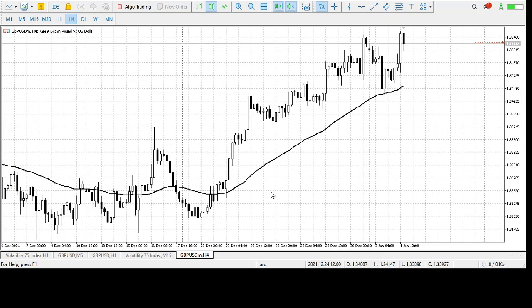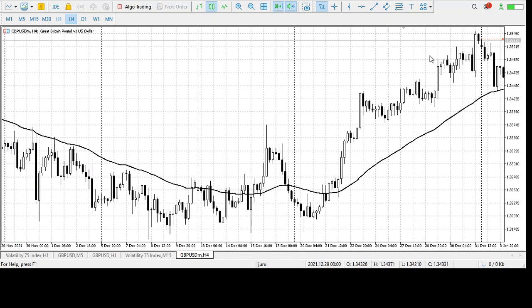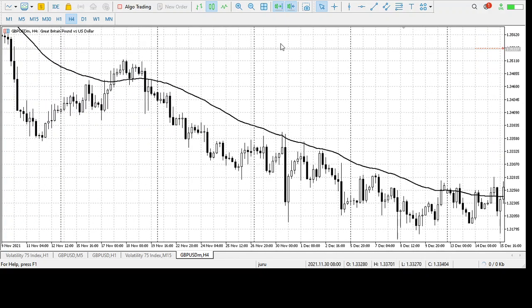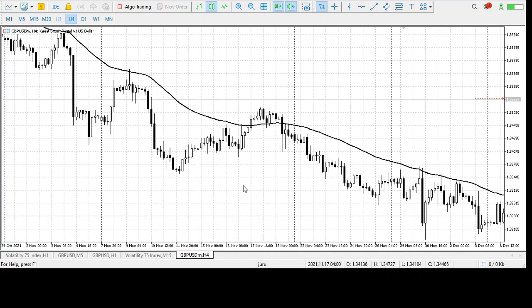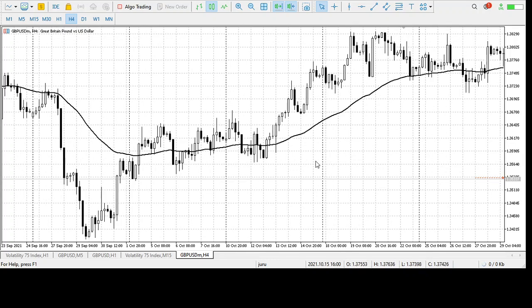So why do we use moving averages? Moving averages can help to confirm whether the market is bullish, bearish, or even sideways. What do I mean by this? When the moving average is below price like this, it shows that we are in a bullish trend, or an uptrend. Then when the moving average is above the price like this one, it shows that we are in a downtrend, in a bearish market. And also we have cases when the moving average is always cutting across price like this. It shows that we are in a sideways market.